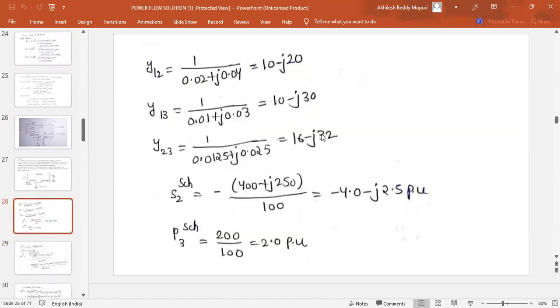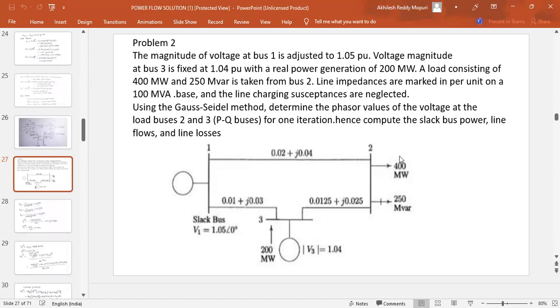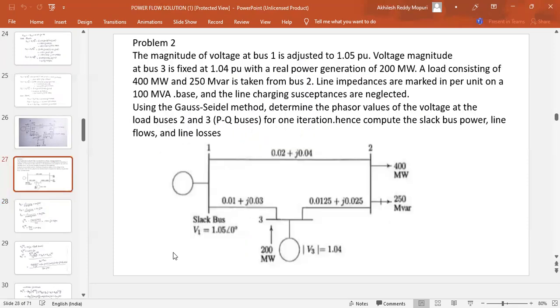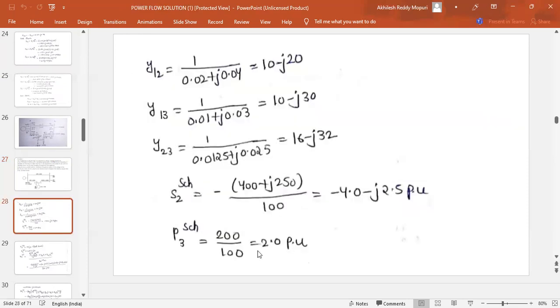First of all, we will be finding Y12, Y13, Y23 and the scheduled power, as I said in the previous case. Scheduled power is, since 2 is a load PQ bus, minus of 400 plus j250 divided by base 100. Now, S3 we cannot find out. Why? Because 3 is a PV bus where we don't know the value of Q. So, P3 is equal to plus of, as I said, for PQ bus it is minus of, for PV bus it is plus of. P3 is equal to plus 200 divided by 100. That's what we had written here.